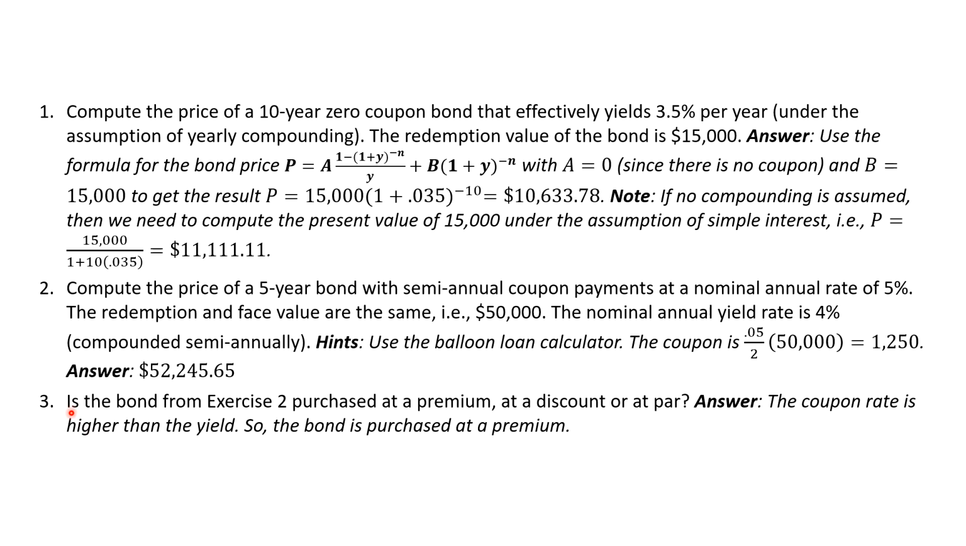And then this is just a question: is the bond from exercise 2 purchased at a premium, a discount, or at par? The coupon rate is higher than the yield, and so from our previous analysis, that means it was purchased at a premium. I guess we could have also looked at the purchase price. That's bigger than the face value, so that would also tell us that the bond was purchased at a premium.